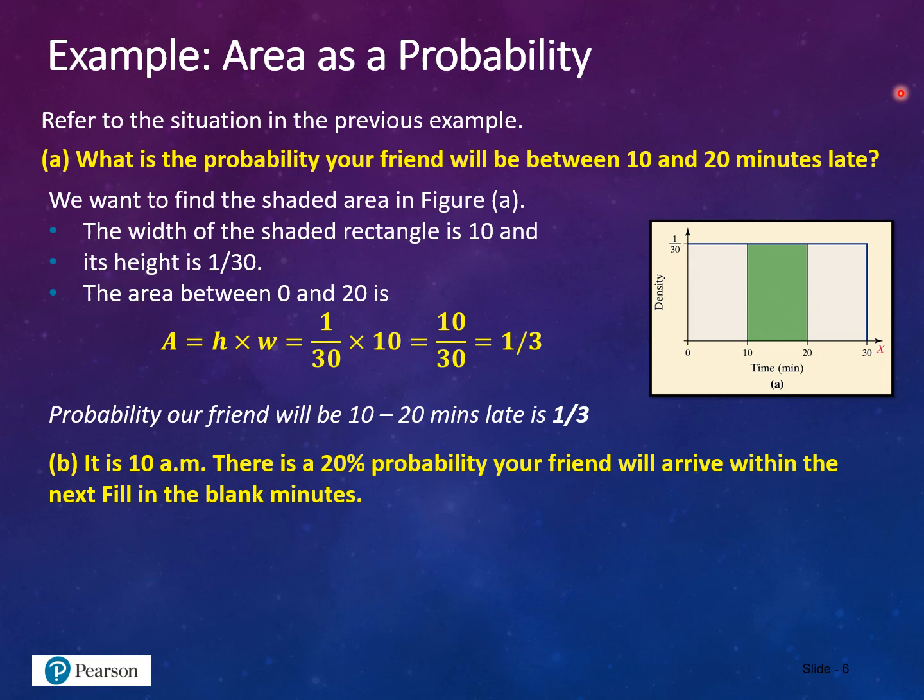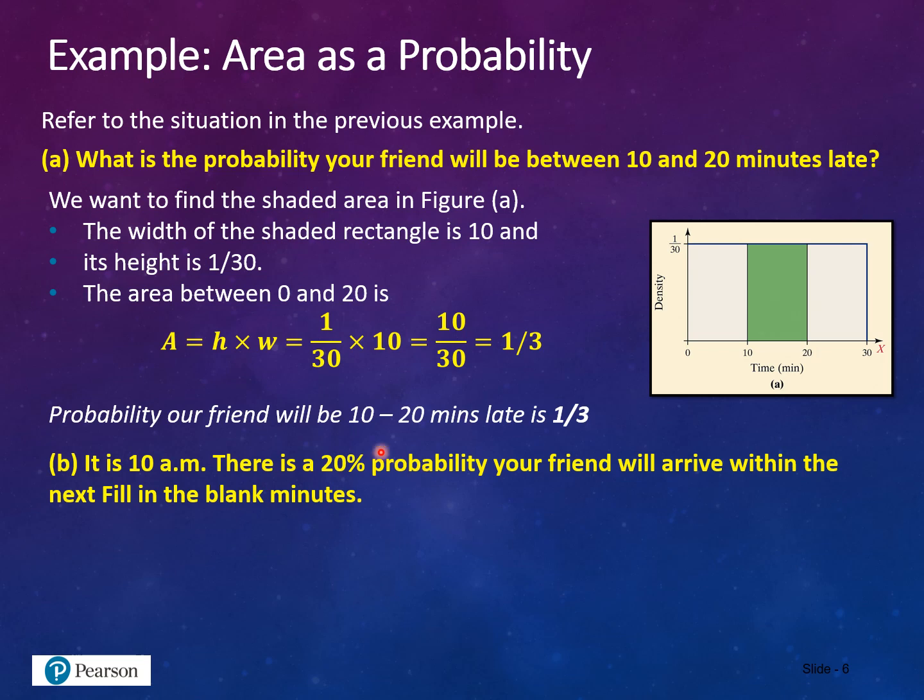It is 10 a.m. There is a 20% probability your friend will arrive within the next fill in the blank minutes. So we have to figure out how many minutes late that person can be, so that there would be a 20% probability, okay? So again, remember the probability is equal to the area under that interval.